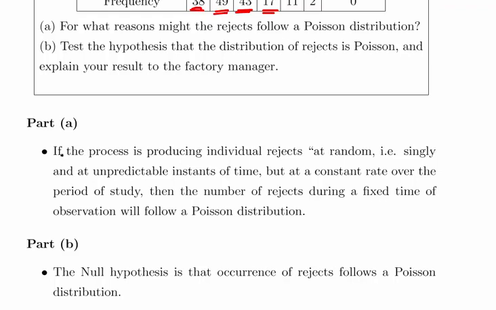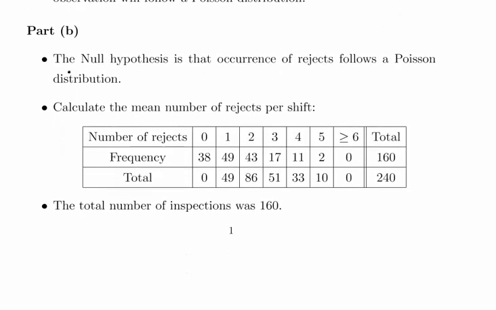Okay, so what we're going to do here is test a hypothesis that the distribution of rejects is Poisson, okay, and explain your results to the factory manager. So again, just state what the null hypothesis is, that the occurrences of rejects follow a Poisson distribution, okay. Now, what we have to do here first off is calculate the mean number of rejects per shift, okay.